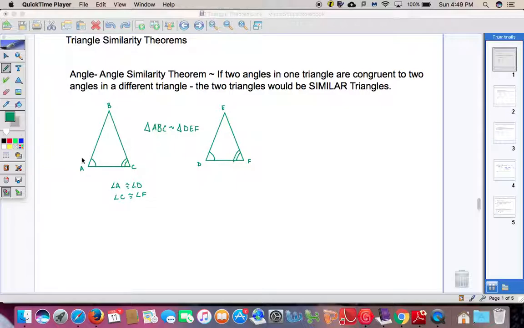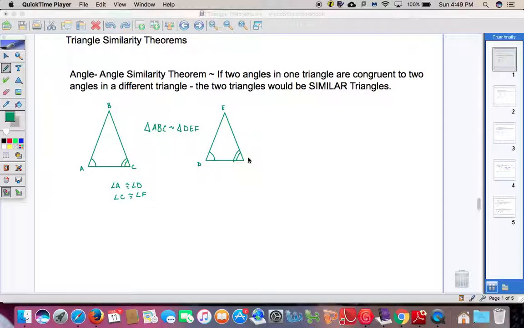Now, in this first triangle, triangle ABC, we can see that angle A is congruent to angle D of this second triangle, triangle DEF. And then we can also see by these arcs here that angle C would be congruent to angle F. Now, because we know that the sum of the angles of a triangle, using the triangle sum theorem, equals 180 degrees, we also can determine that angle B and angle E would be congruent.